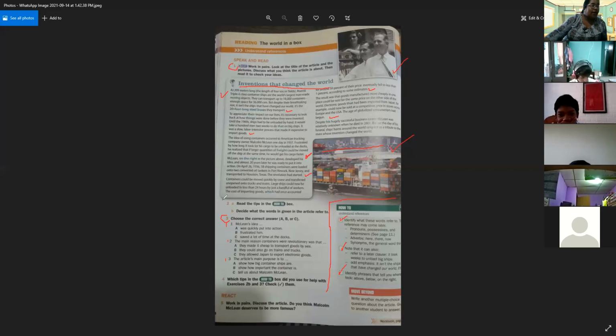La idea de McLean, ¿qué pasó con la idea de McLean? Was quickly put into action, frustrated him, or saved a lot of the time at the docks.